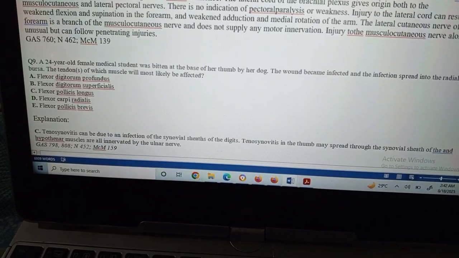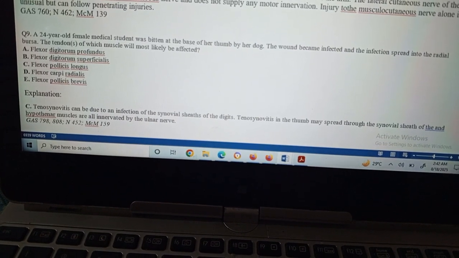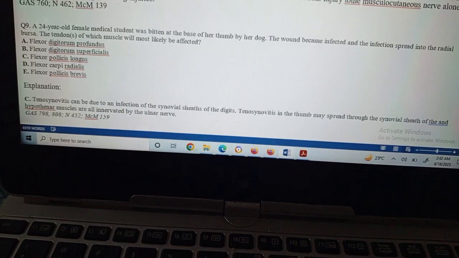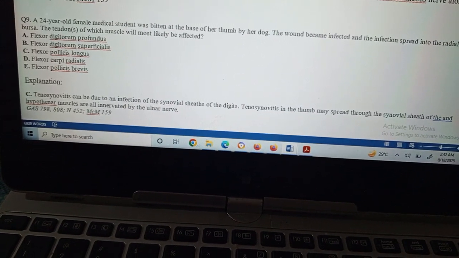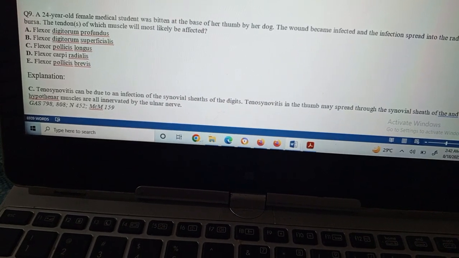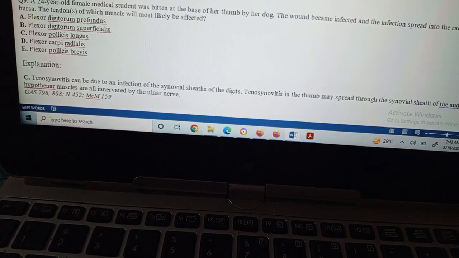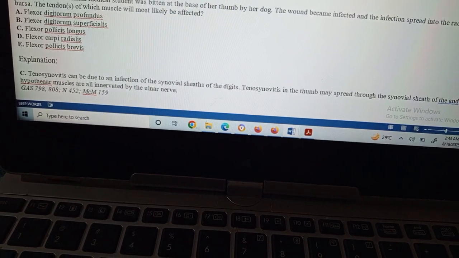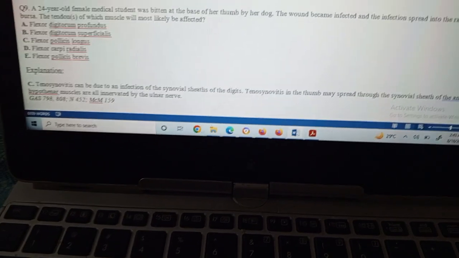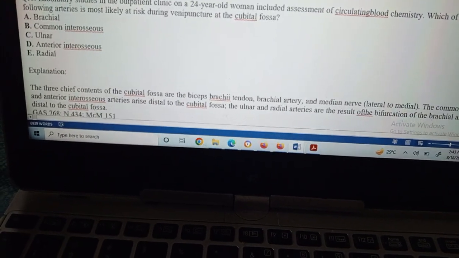Now question number 10. A 24-year-old female medical student was bitten at the base of her thumb by her dog. The wound became infected and infection spread into the radial bursa. The tendon of which muscle will most likely be affected? C, flexor pollicis longus. Tenosynovitis is going to happen, and tenosynovitis in the thumb may spread through the synovial sheath at the end of the hypothenar muscles, and all the muscles are innervated by the ulnar nerve. This can also be asked to you in the exam.